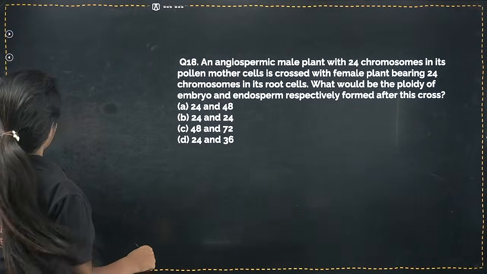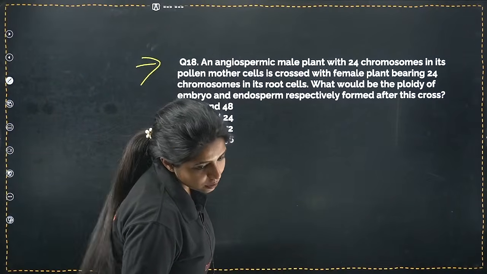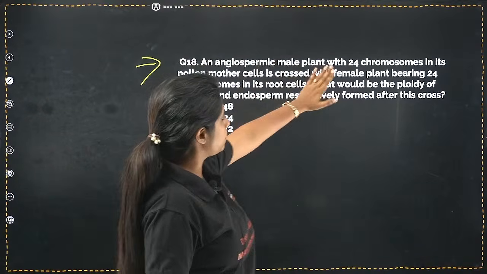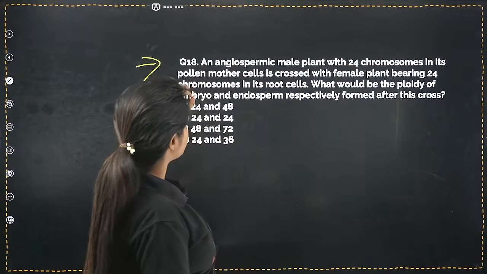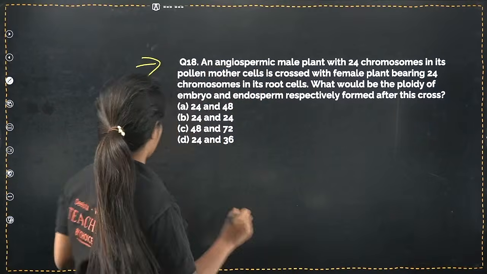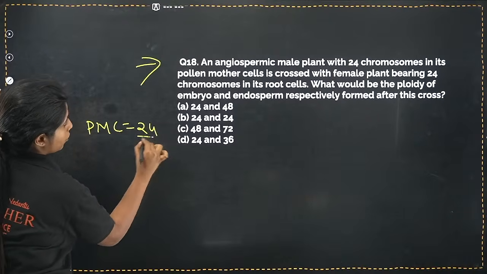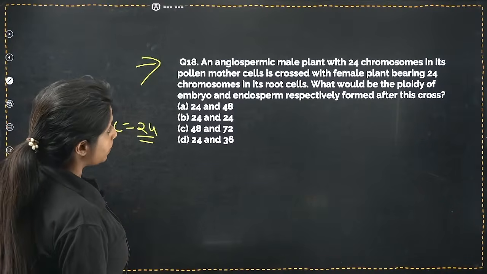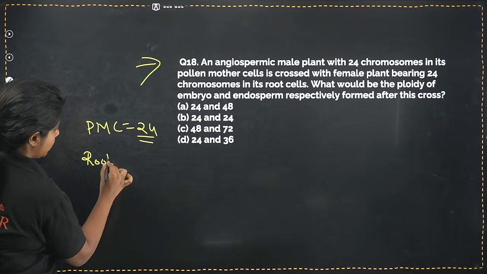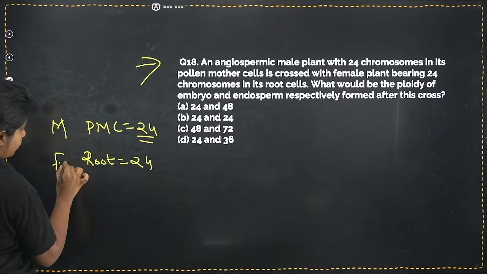Okay? Question number 18. Are we ready to solve it? Let's go. Yes, they show mutualism. Perfect, Dinesh. Okay. An angiospermic male plant with 24 chromosomes in its pollen mother cell. 24 chromosomes, we have to write it down. Pollen mother cell has what? 24 number of chromosomes. Is crossed with a female plant bearing 24 chromosomes in its root cell. In the root cell, you have what? 24 chromosomes. This is the male plant and this is the female plant.